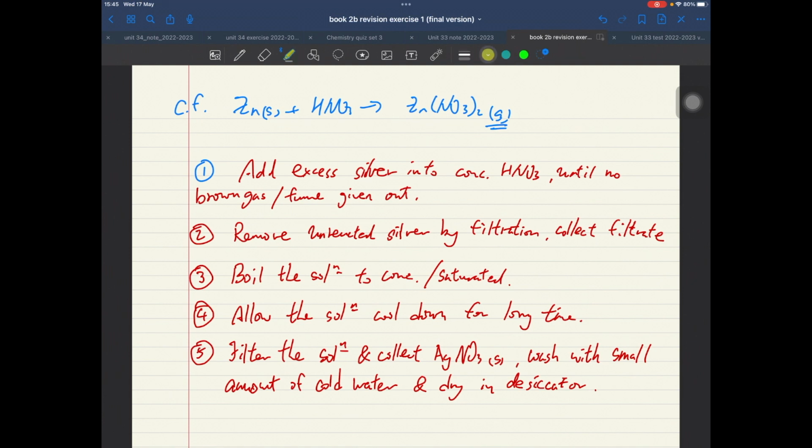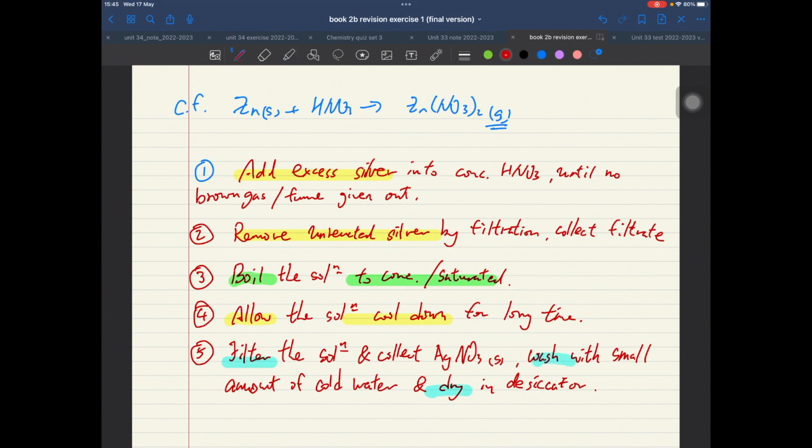And let's have a look at how the marks are allocated. The first one, excess silver combined with removing unreacted silver, will be the first mark. Then boil the solution to concentrate will be the second mark. Allow the solution to cool down for a long time, the third mark. Finally, filter, wash, and dry will be the fourth mark.